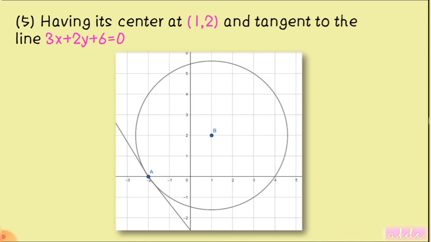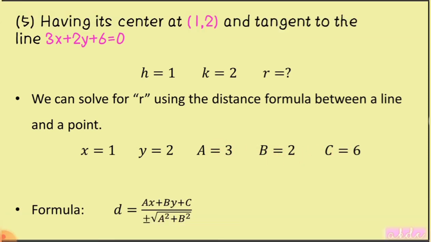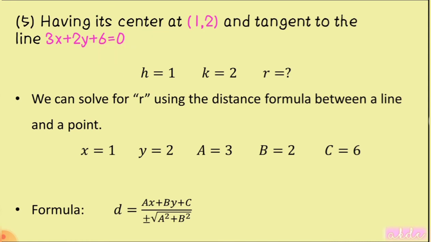So we are going to use the formula for the distance between a line and a point, since we have one point and we have one line. So we have x, y, we have a, b, and c. Okay, so here are our given. We have x and y, we have a, b, and c that came from the given point and line. So this is the formula for distance between a line and a point.